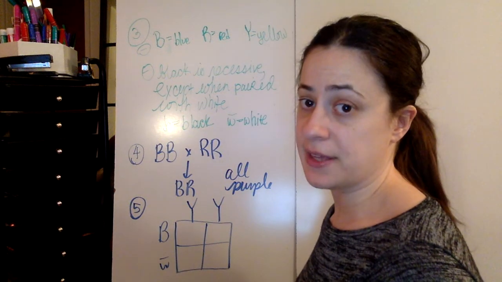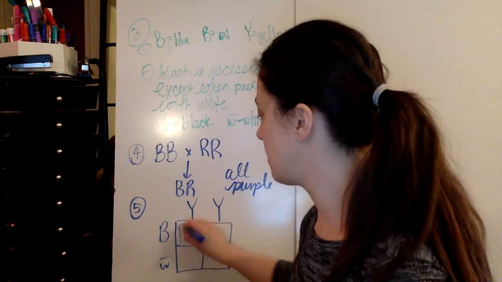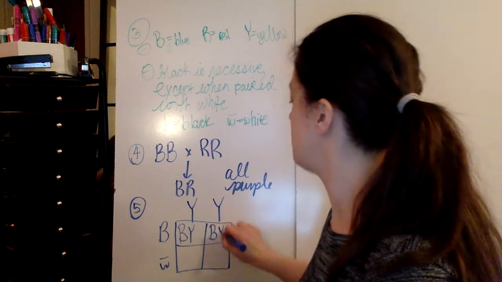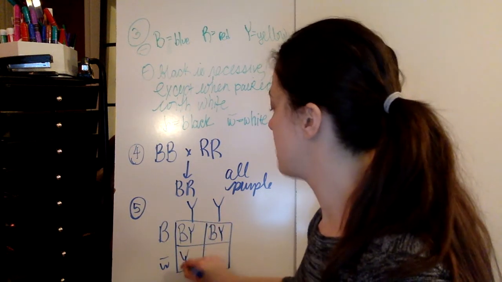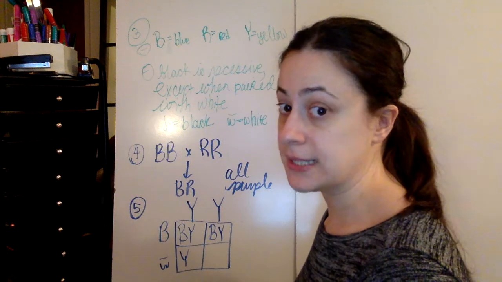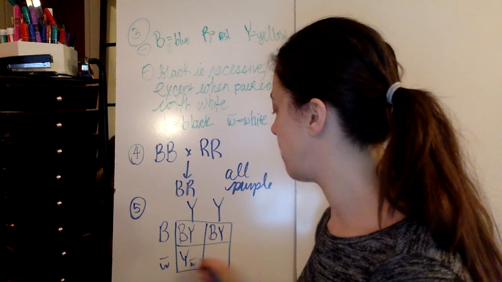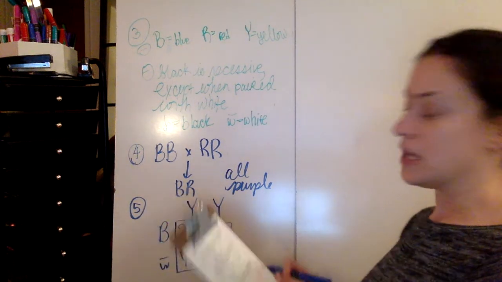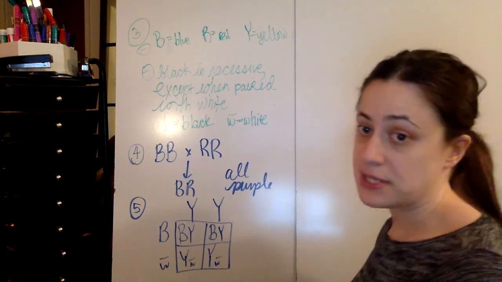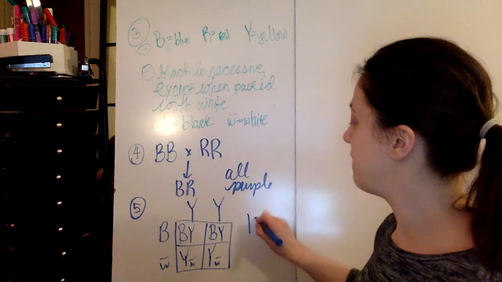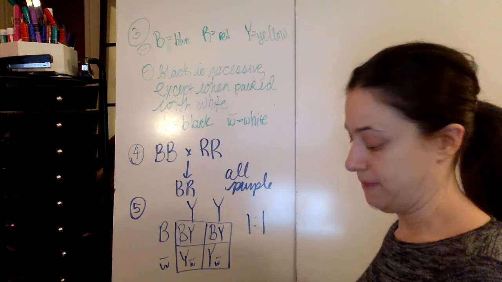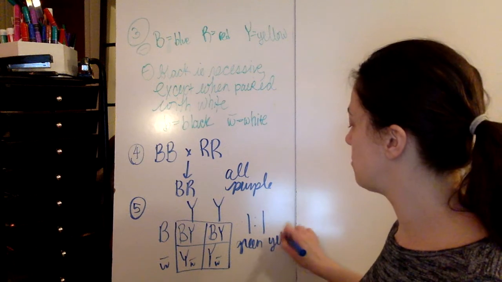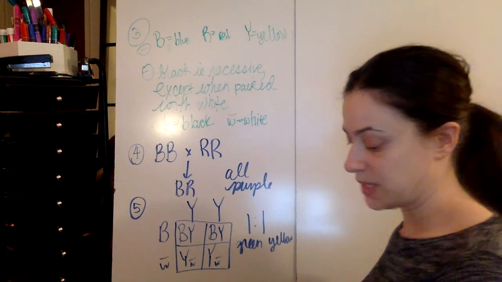If we fill in the Punnett square, here is BY, so that would be a green tribble. This would also be a green tribble. And then here we have a Y allele, but with the recessive white, and we have that situation with this one as well. If we want to know the phenotypic ratio, it would be 1 to 1, so 1 part green to 1 part yellow. So that's number 5.